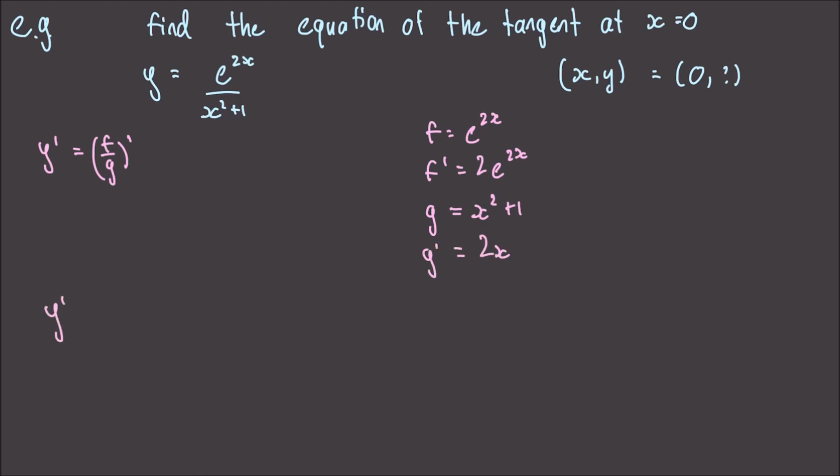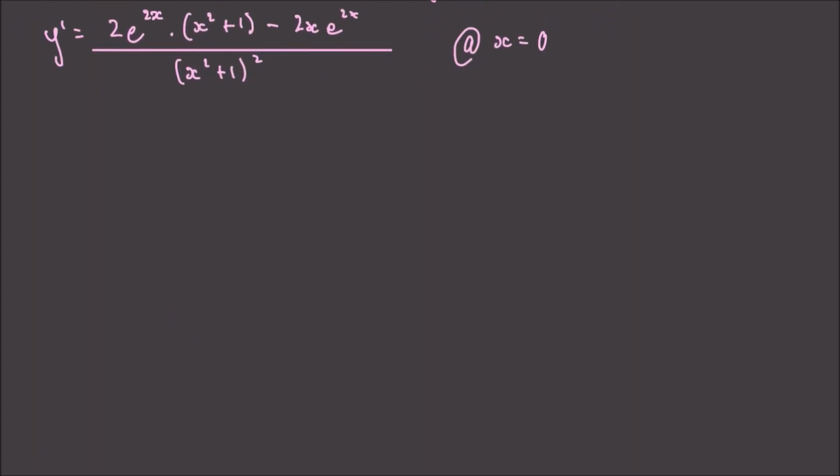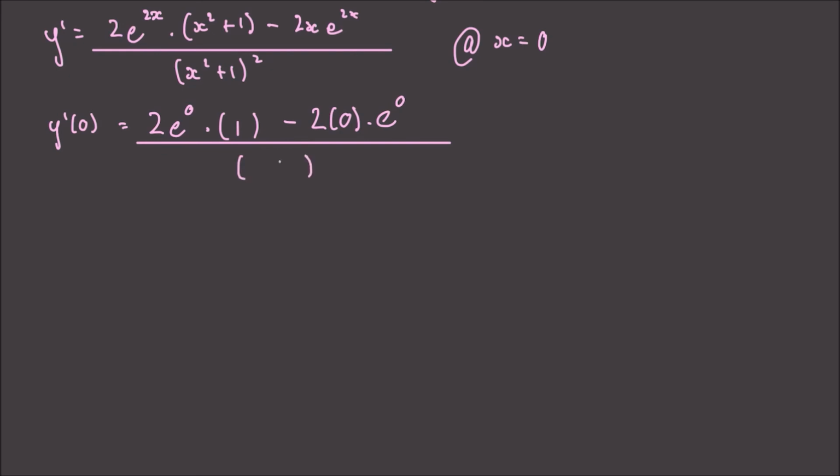And g prime. And then we just plug it into the quotient rule formula to get our derivative. Here we have f prime g minus g prime f all over g squared, and we just have to evaluate this now at x equals 0. So we plug in 0 everywhere we have an x value, work it out, and that will be our gradient. So here we go. This all comes out to just a value of 2.